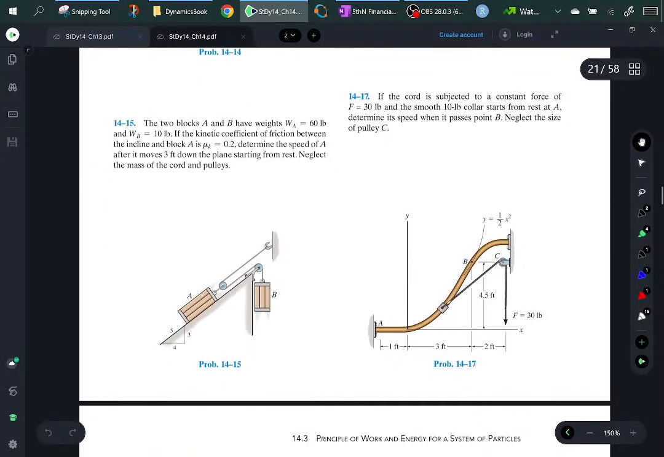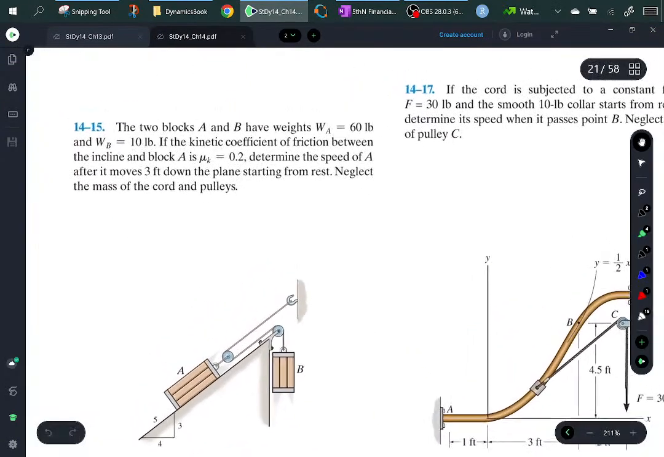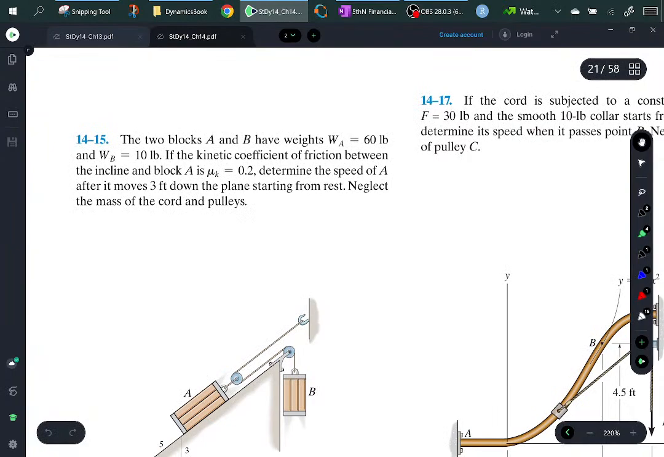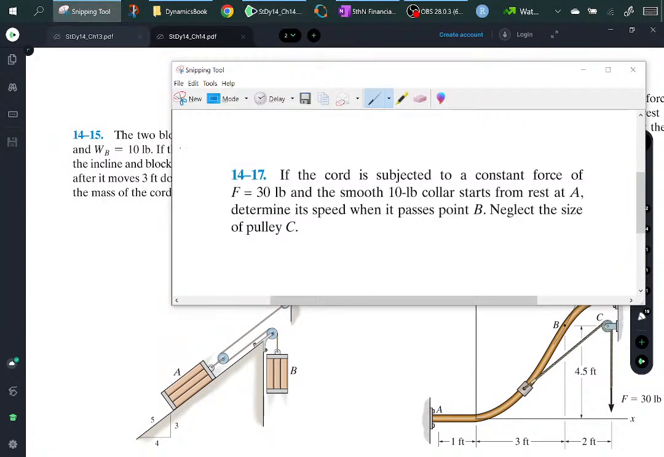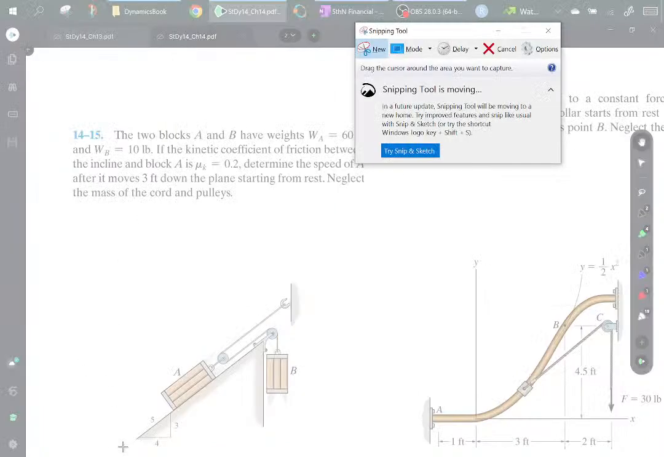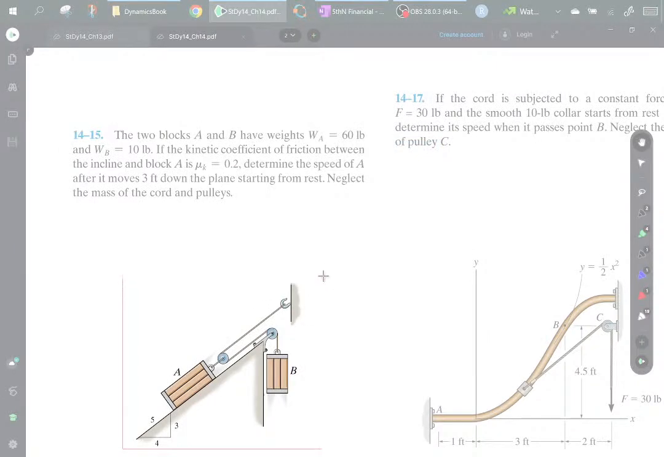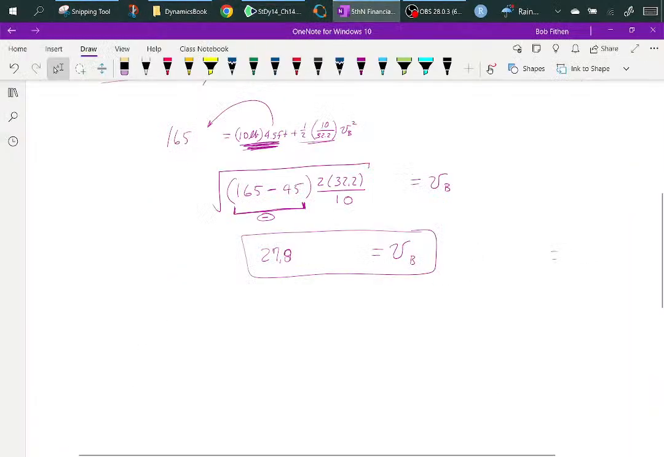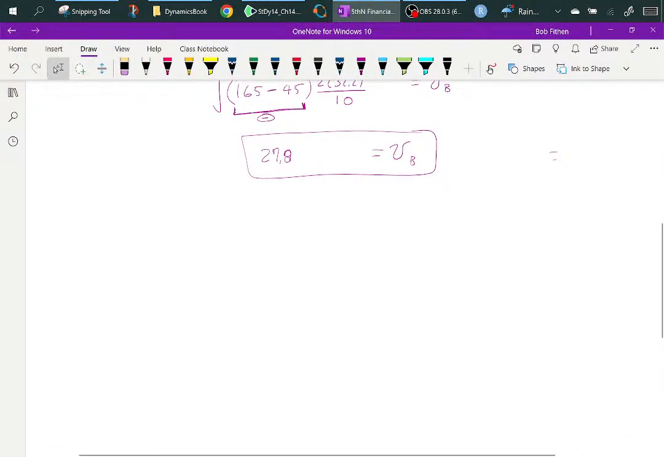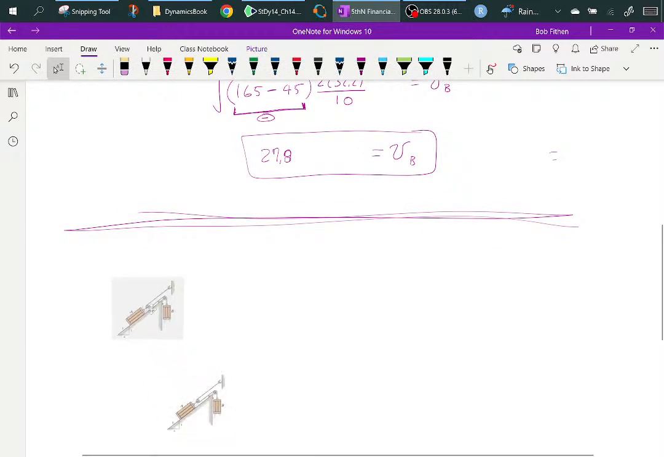But we got 2 blocks here. I could do that one. And that one has friction. Let's do that. I'm going to get the pictures individually. I just do it at the bottom of this. So here we go. We'll just put it right here. Oh, the picture's kind of tiny. But it's okay.